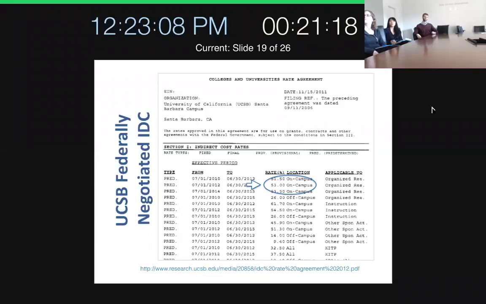But you can see here that we have organized research, instruction, and then a couple other categories that are really specific to other projects. Like I said, generally we're living in the organized research land. It is worth noting right now that our rate agreement is actually in a provisional state. You can see our last rate expired 6/30/2015. So we're currently in this negotiation process and we're waiting on our new rate agreement. I think we're expecting it in the spring, and it is very possible that it'll go up significantly.